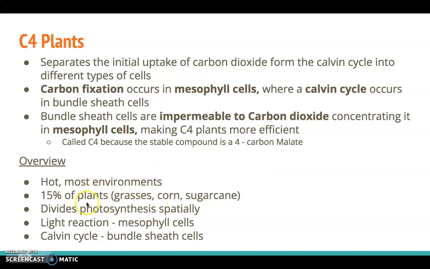15% of plants on the planet go through the C4 process of photosynthesis. This includes some types of grass, corn, and sugarcane. It divides photosynthesis into two parts of this cell.